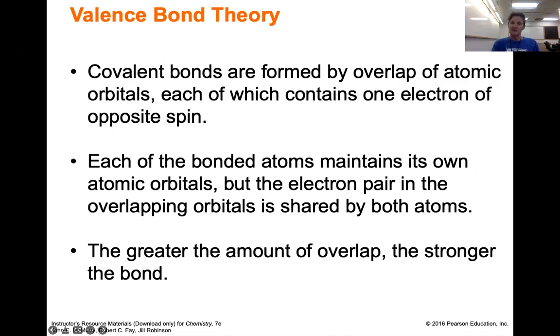So covalent bonds within valence bond theory are formed by the overlap of atomic orbitals, each of which contains one electron of opposite spin. Each of the bonded atoms maintains its own atomic orbitals, but the electron pair in the overlapping orbitals is shared by both atoms. The greater the amount of overlap, the stronger the bond.